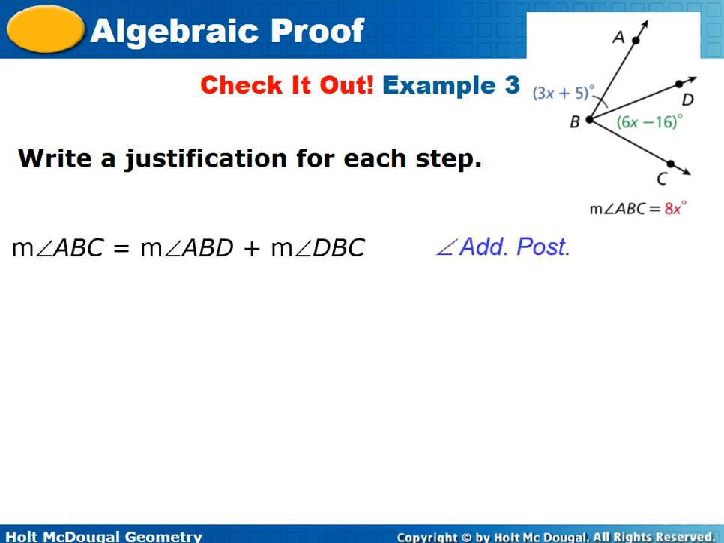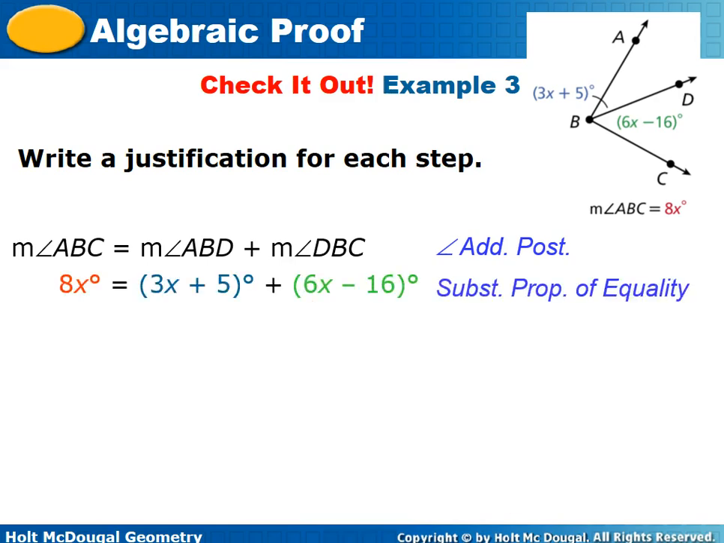So here again, when we start out this problem, our first step is going to be the angle addition postulate. Again, we're going to substitute in the values for each of those angles. And then we're going to simplify. So we added the 3x to the 6x, and we subtracted the 16 from the 5.